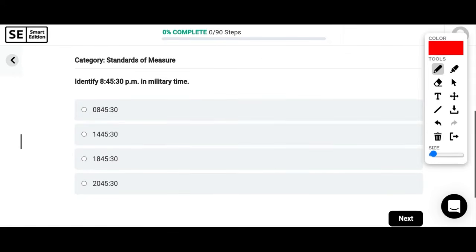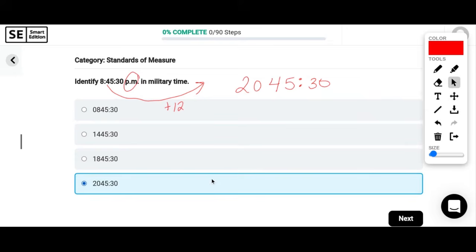Okay, 8:45:30 p.m. in military time. So again, because we are talking about p.m., this is afternoon. We need to add 12 to it. So if we add 12 to our 8, we would get 20. The 45 stays the same, and we still have 30 seconds. So 20:45:30 would be my answer.